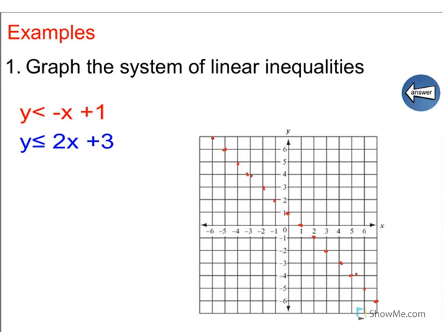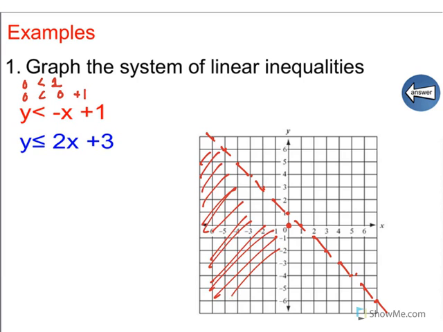Now because it's less than and not less than or equal to, this means that I have to have a dashed line. So I'm going to dash my line here. And then I'm going to use a test point. The test point is 0, 0 to figure out which side to shade on. So I plug in 0 for y, I plug in 0 for x, and I have 0 is less than 1, and 0 is less than 1, so I know that 0, 0 is a solution here. So this says to shade everything that is below, everything on the side that 0, 0 is on. So that's going to be my first inequality that I graph.